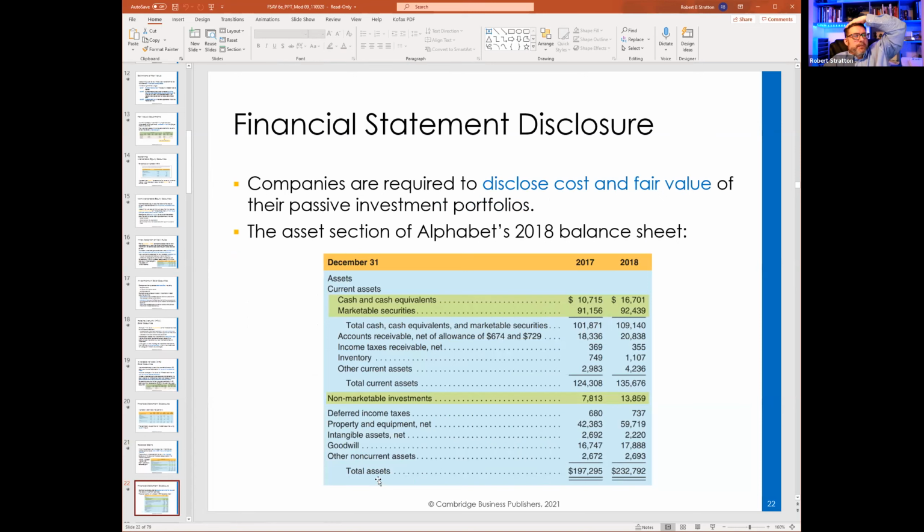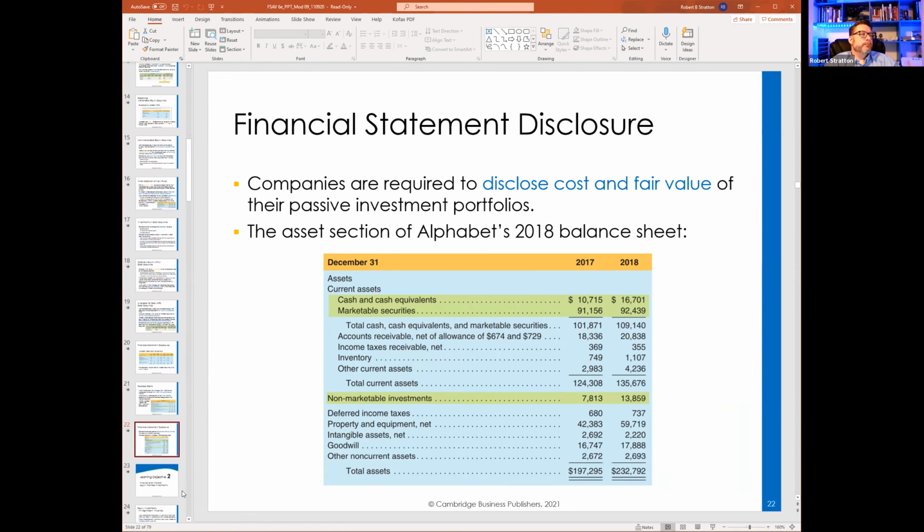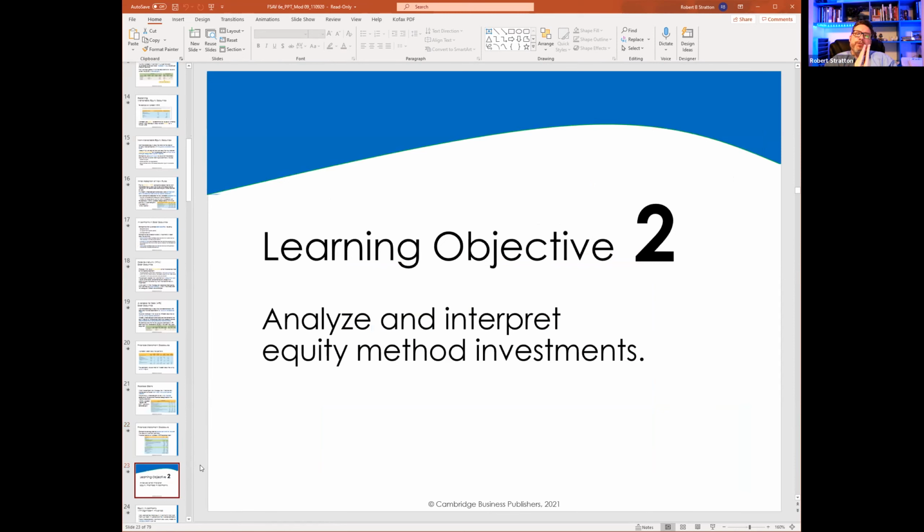Okay. Yeah, so financial statement disclosures. Companies are required to disclose the cost and fair value of their passive investments. So it's on their balance sheet, on their 10K. Okay, so that was the first: you have no control, it's passive, 10, 20% or less of a company. You just do the fair market value with some nuance there. Easy. Now, what happens when you have some control, but not complete control?